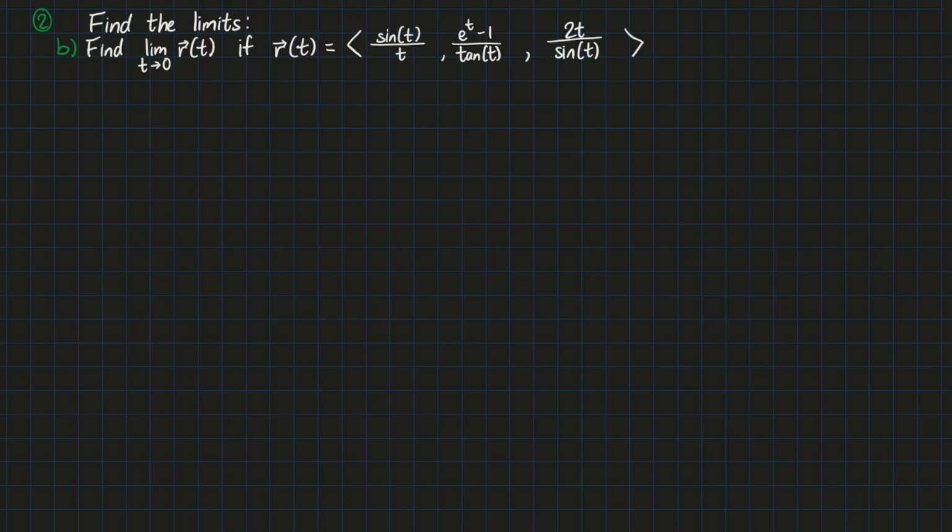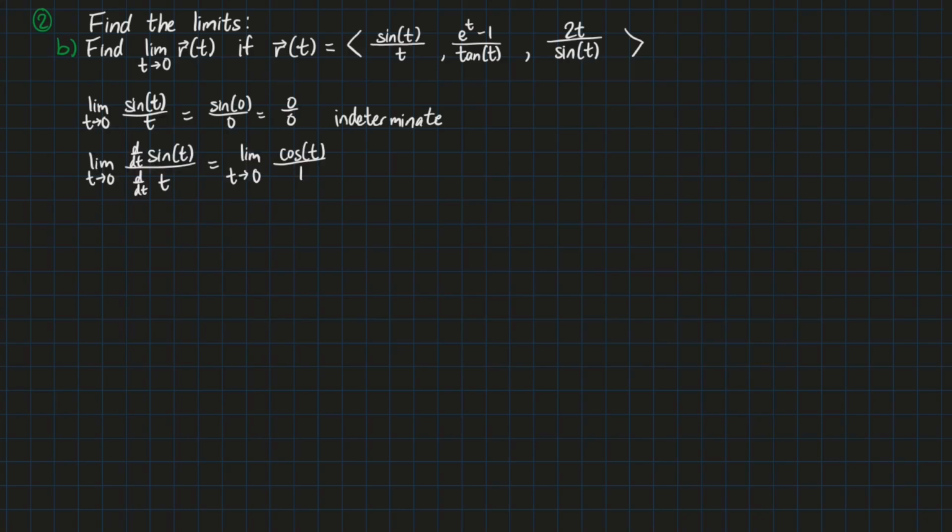For example 2b, we're finding the limit as t approaches 0 of R of t if R of t equals sine of t over t, the exponential of t minus 1 over tan of t, and 2t over sine of t. So again, let's take the limit as t approaches 0 for each of the functions. Starting with sine of t over t, if we try directly substituting, we'll get an indeterminate form. We can apply L'Hopital's. Now that we took the derivative of the numerator and the denominator, we can directly substitute.